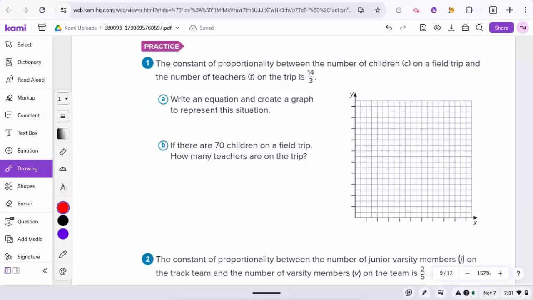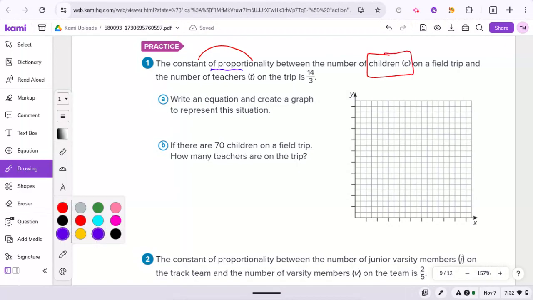Of pages 125 and 126, questions about constant of proportionality. So number one here says constant of proportionality between the number of children, represented by the letter C, and the number of teachers, represented by variable t. So the constant of proportionality is 14 to 3. So for every 14 children, there would need to be 3 teachers.